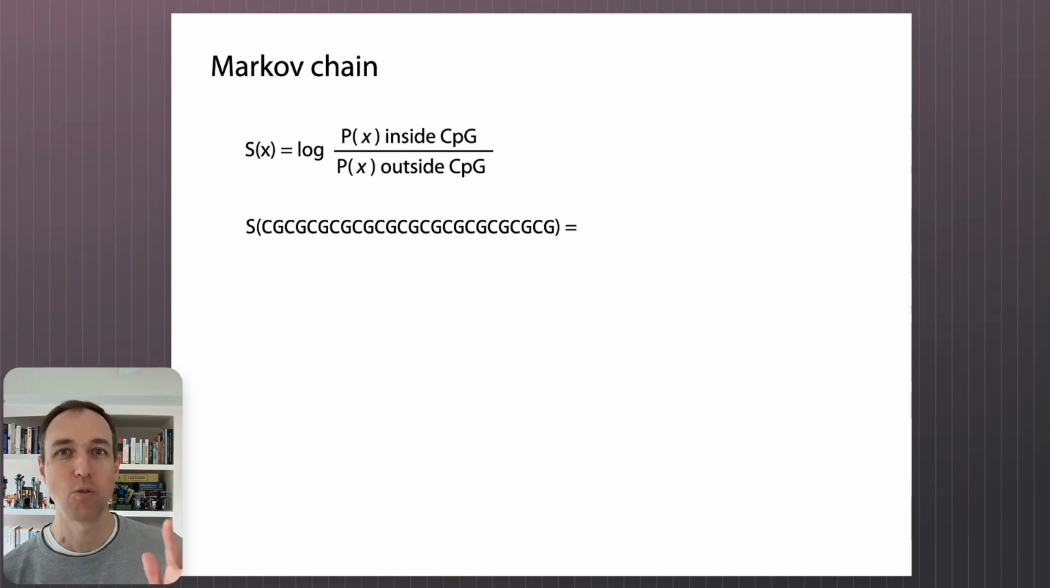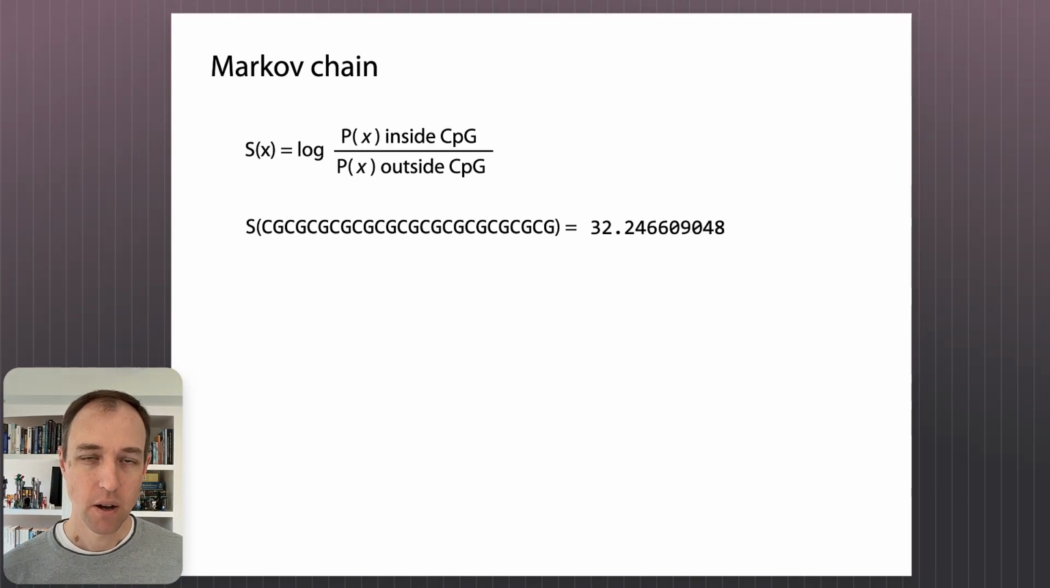Here's a very extreme example. I'm going to compute the score of a string that is nothing but CG packed in tightly several times in a row. If my score is doing what it should, it should say, oh yeah, this really looks like it comes from a CPG island. It should give it a very positive score. Which it does. It gives it a score of 32 and change, a large positive number. Great.